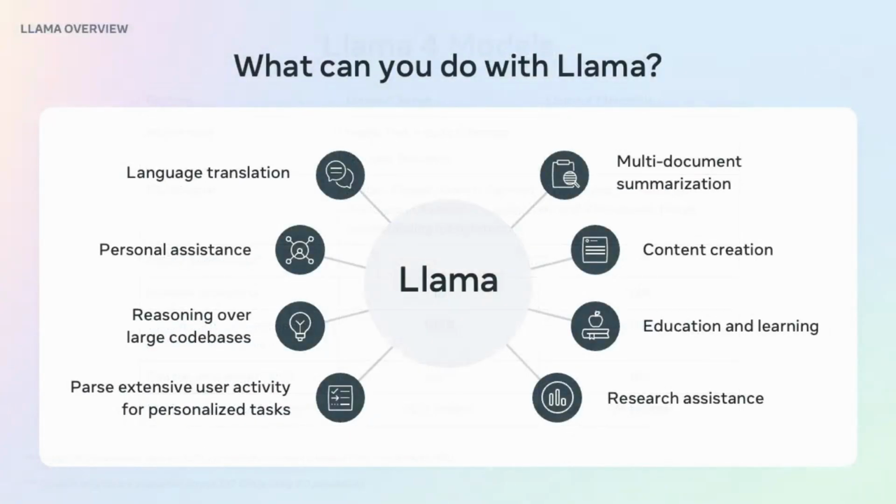So what can we do with Llama? We can do language translation, specifically those 12 languages up from 8 in Series 3, visual context understanding, reasoning over large code bases, content creation, education and learning. For example, Llama can provide personalized learning paths and adaptive assessments, helping students learn more effectively and efficiently. We can build personal assistants, among other use cases.